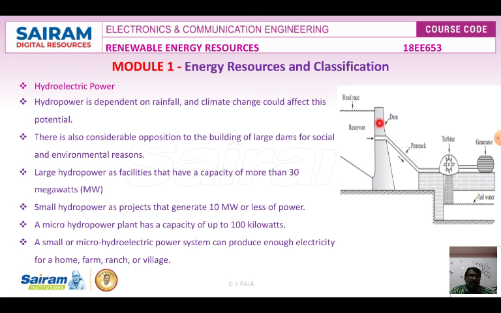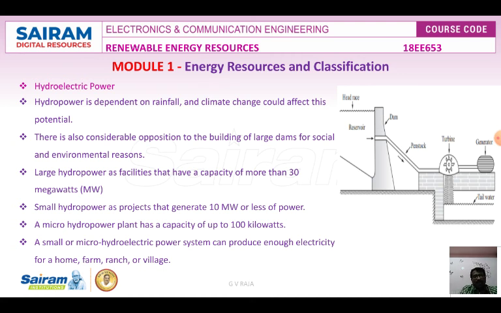Whenever the gate is opened, the water goes to the point where the turbine is. The fast water flow hits the turbine to rotate, and the turbine is connected with the generator, also called a turbo generator, which will produce the electricity. This is the principle used for hydroelectric power generation.